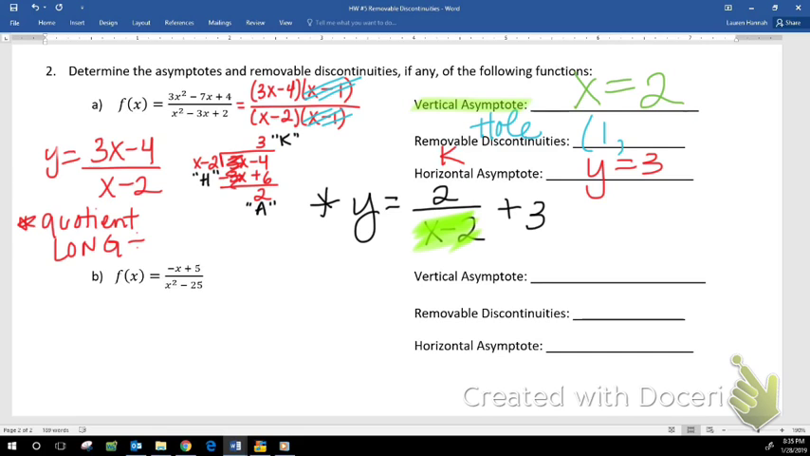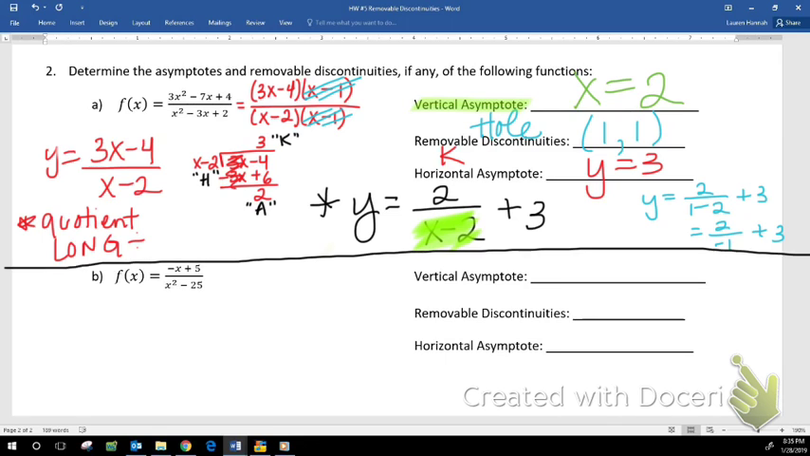Then we need to find the rest of the removable discontinuity, or the hole. I'm going to substitute this 1 into the equation, and that gives me y equals 2 divided by 1 minus 2, plus 3. That's 2 divided by negative 1, which is negative 2, plus 3 is positive 1. So that's the first example. We had to do long division after factoring because I still had quotient form. Okay, now we'll jump down to the second one.